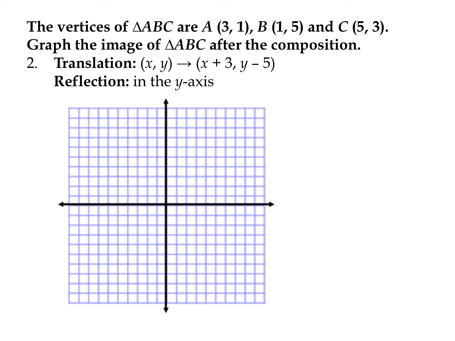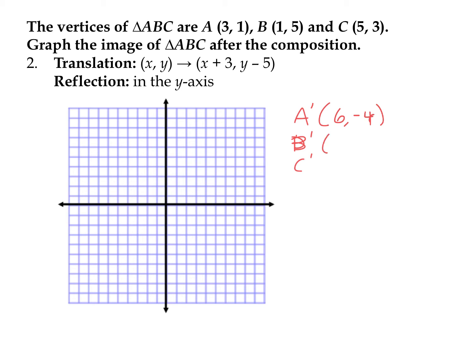Let's see another example here of a translation followed by reflection. So we have a triangle, and I'm just going to write down coordinates here. Okay, so we've got A prime, B prime, C prime. So first we're going to take A, B, and C, and we're going to follow the translation. So we're going to go plus 3, minus 5. Okay, so all the coordinates here are going to be x values plus 3, y values minus 5.